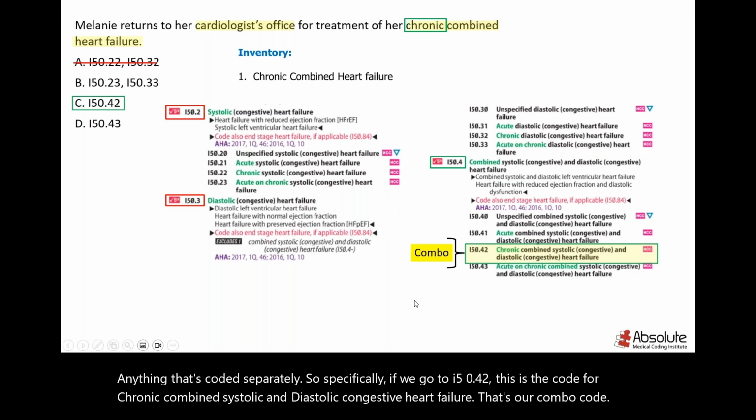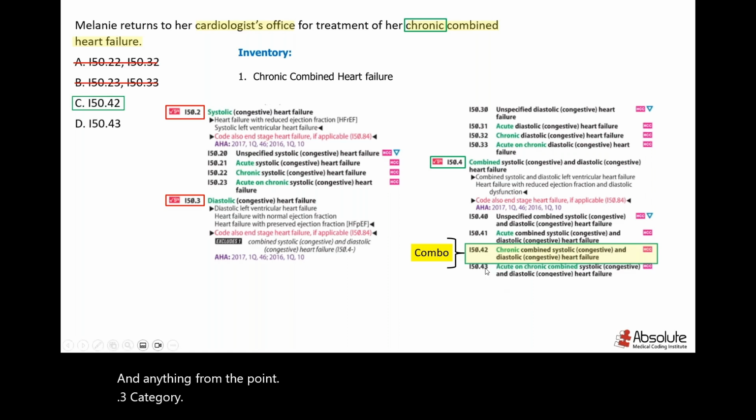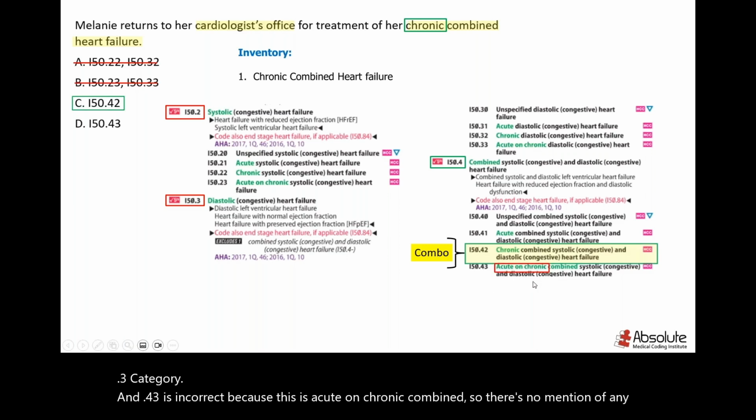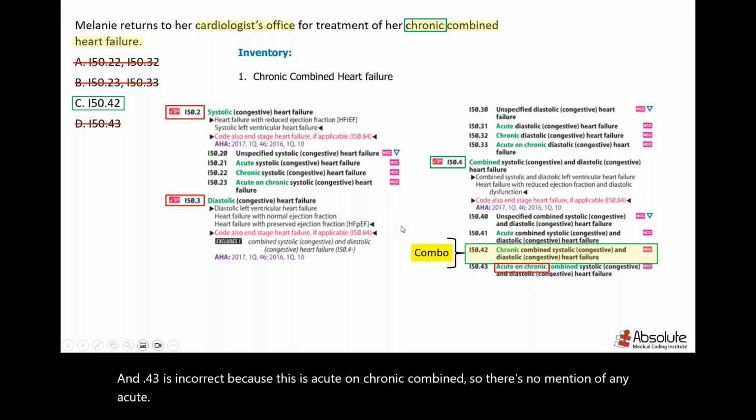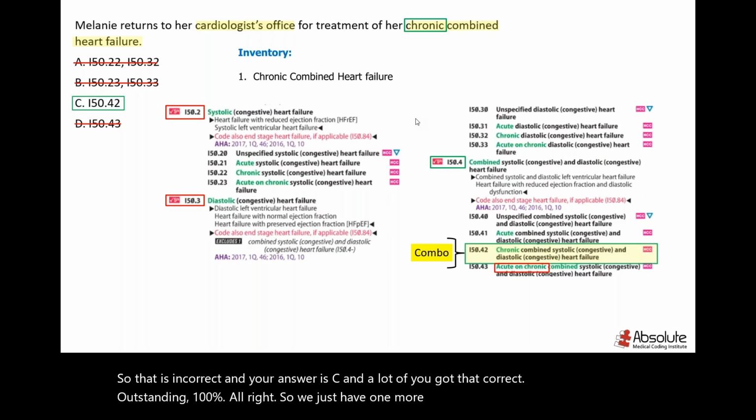And anything from the 0.2 and 0.3 categories is incorrect, and 0.43 is incorrect because this is acute on chronic combined. There's no mention of any acute. So that is incorrect, and your answer is C. And a lot of you got that correct. Outstanding. 100%.